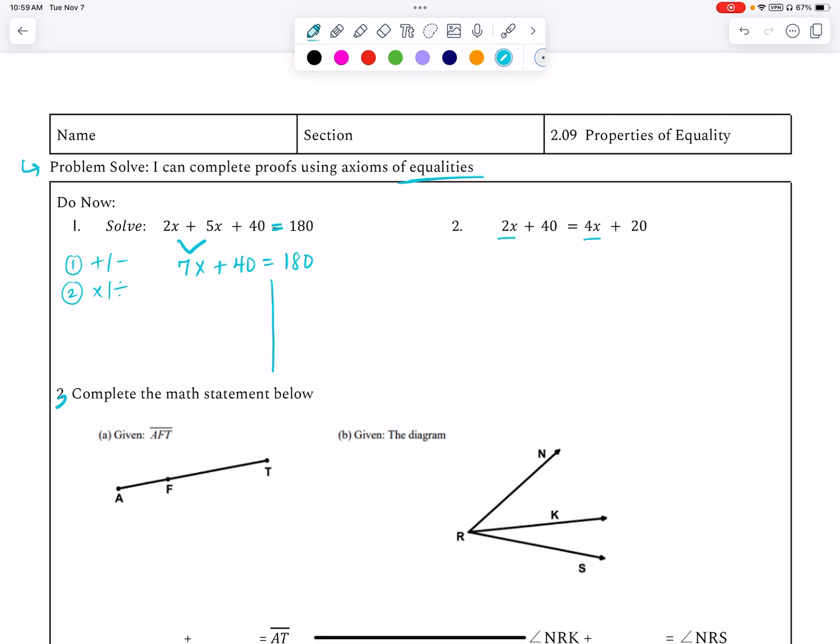So where is there addition and subtraction? Right here. So the opposite of plus 40 is subtracting 40 on both sides. I bring down the 7x, I bring down the equal sign. Then I do the inverse of multiplication or division. A number in front of the variable is multiplication. The inverse is division. So x is equal to 20.